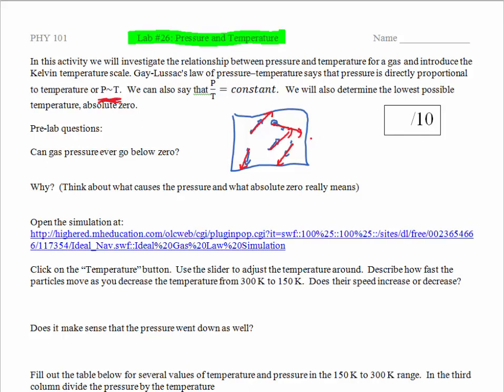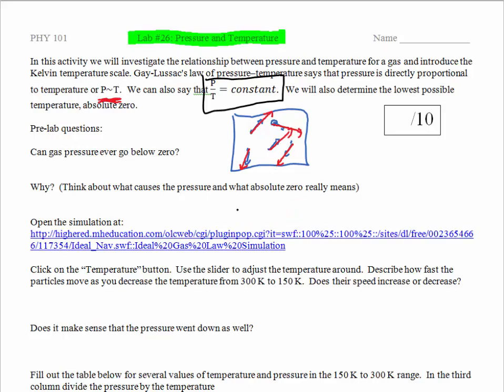Conversely, if I were to cool this thing off, then I would slow these guys down, and there should be less pressure. Something else we can also say is that the pressure divided by the temperature should be equal to a constant.